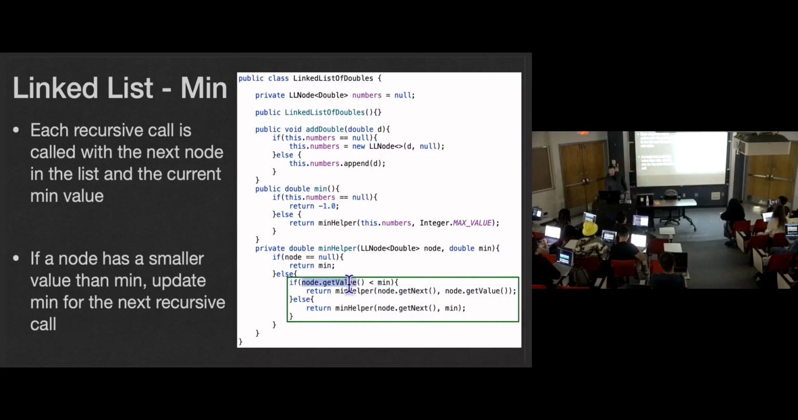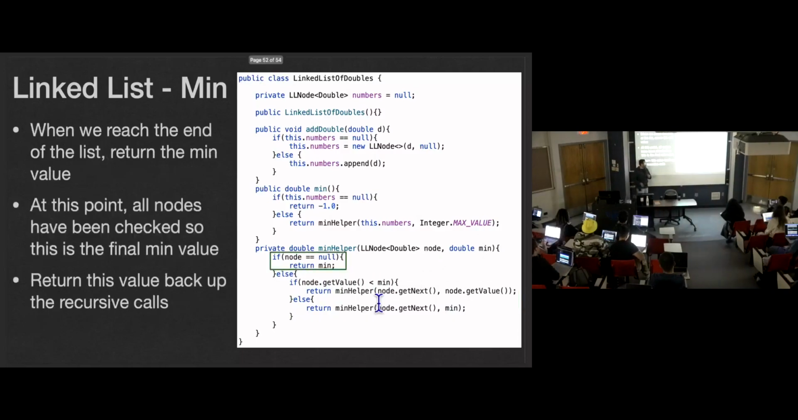So if the value of this node is less than that value, then when I call my recursive call, I'm going to replace min with this node's value, because this is now the new min. If it's less than the old min, it's the new min. If it's not less than the old min, just forward min to the next stack frame. We're going to keep doing this until we get to the end of the list.